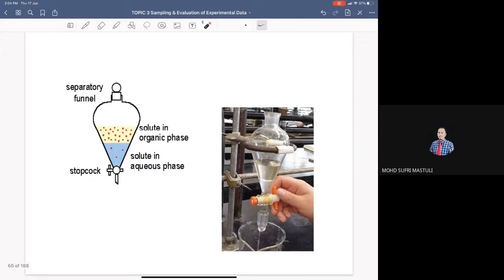Okay, this is a diagram showing the extraction technique. As you can see, on the top is the organic phase, and the bottom one is the aqueous phase. So this extraction technique can be done by using a separatory funnel.